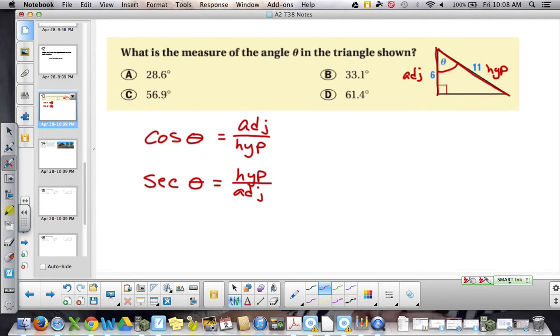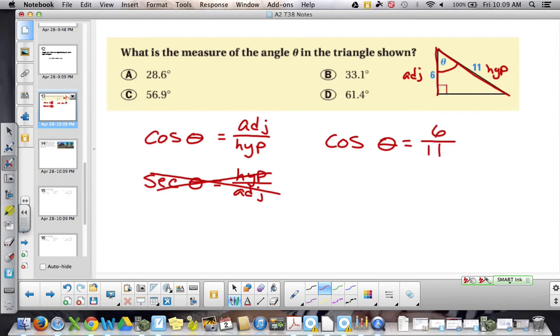Now, typically we want to use sine, cosine, and tangent for these because it's going to be easier with our calculator. We could use secant, cosecant, or cotangent, but it doesn't really make a whole lot of sense. So let's cross this out. We're going to use cosine. So if we fill in what we know, we have the cosine of theta equal to the adjacent, which is 6, divided by the hypotenuse, which is 11.